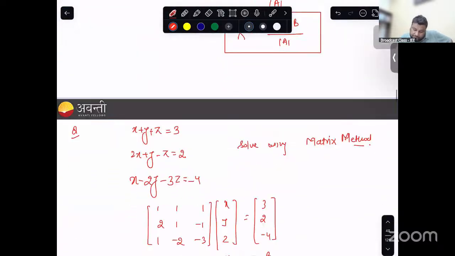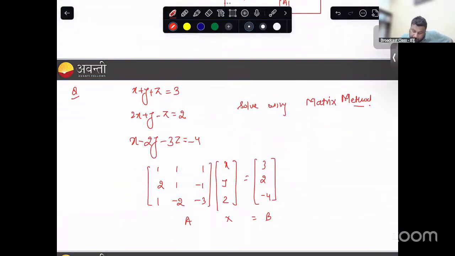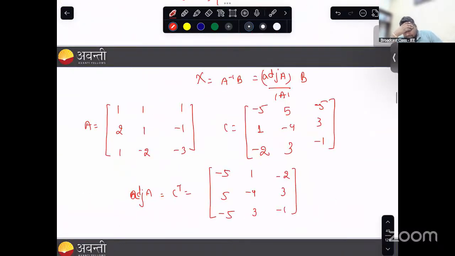One second. There's some mistake with the answer. 1 1 1, 2 1 -1, 1 -2 -3, -3 -2 -5. Anybody seeing any mistake here? Please let me know.